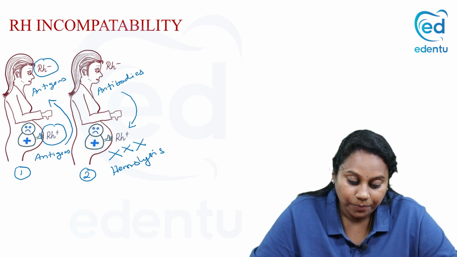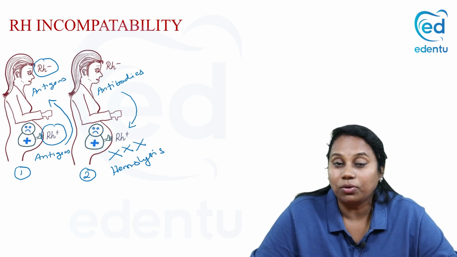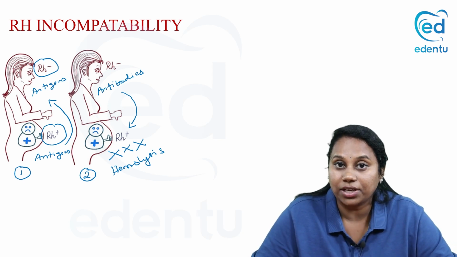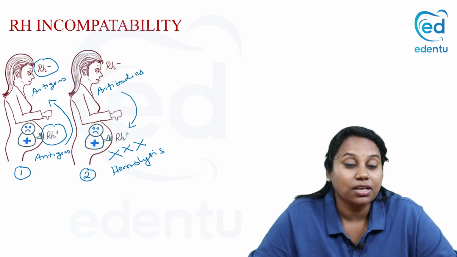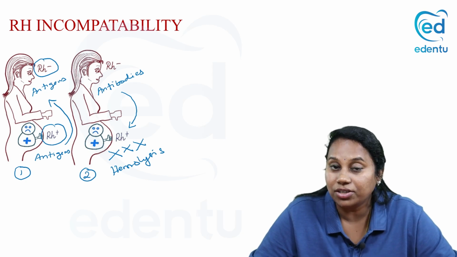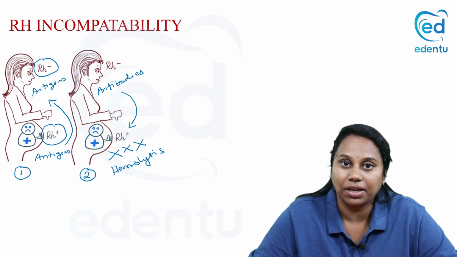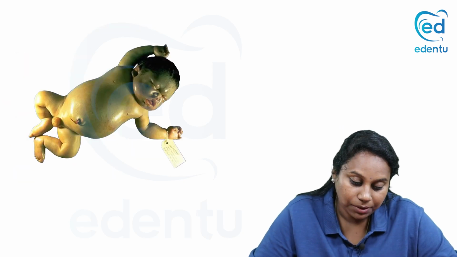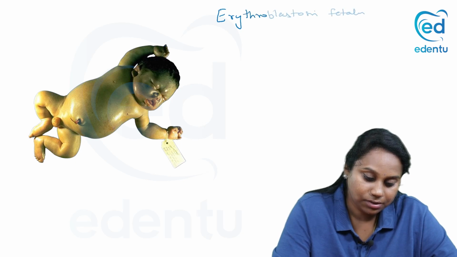So you find that Rh antigens do not cross the placenta. They have gone into the mother only at the time of delivery when there was breakage of membranes, but they didn't cross the placenta. But Rh antibodies can cross the placenta and come from mother to the baby. So Rh antigens don't cross the placenta, but Rh antibodies can cross the placenta. And this baby now suffers from erythroblastosis fetalis.